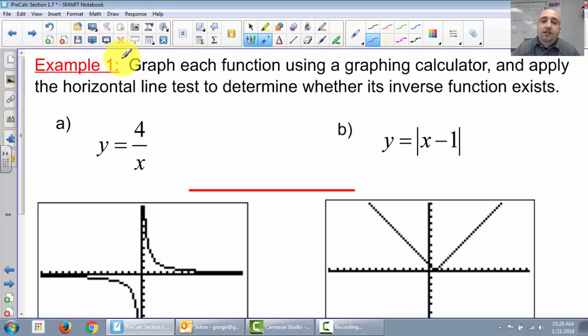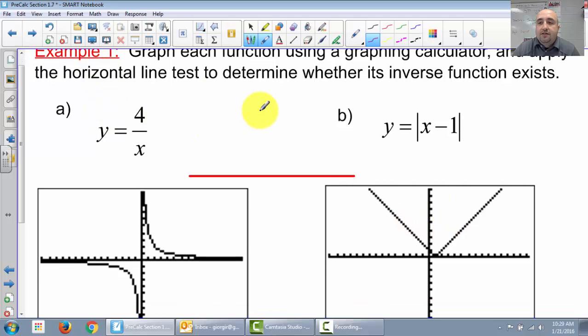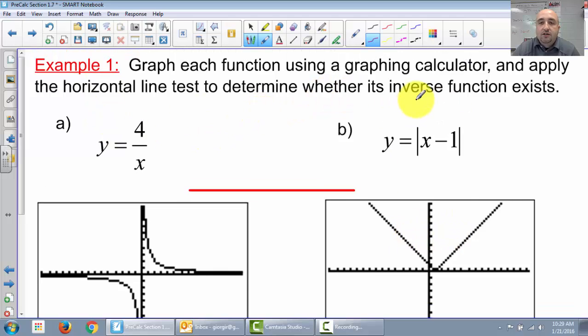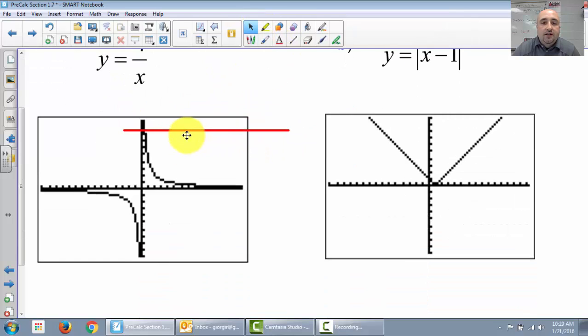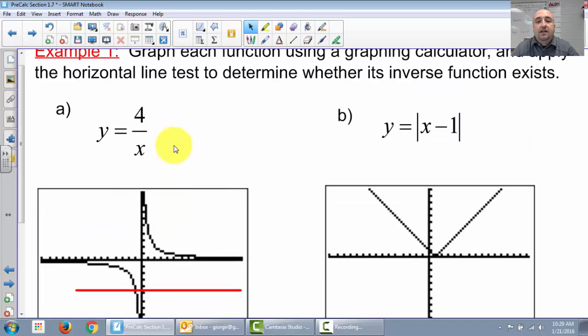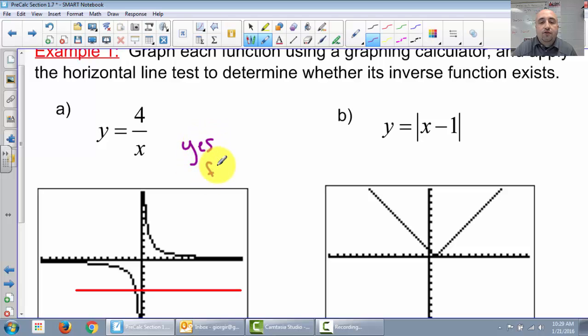All right, so let's do an example. It says graph each of the following functions on the graphing calculator, which I've done for you, and apply the horizontal line test. Determine whether its inverse function exists. So we're going to do the same thing. So here's 4 over x. Does this graph ever touch this line in more than one spot? I don't think it does. So yes, it has an inverse function.